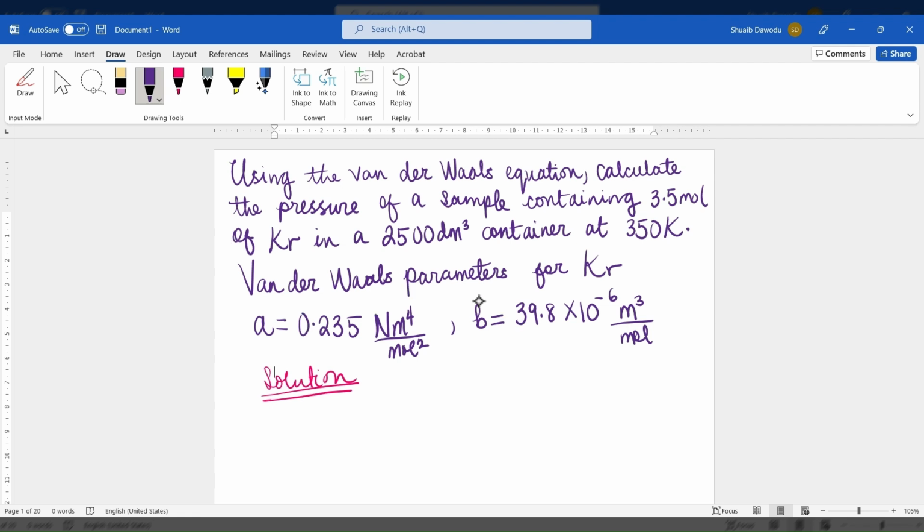So A and B are the values for the van der Waals parameters, where the B value is the excluded volume, and the A value is the strength of attraction. That's basically what each one of them means. The parameter A measures the strength of attraction, and B measures the excluded volume.